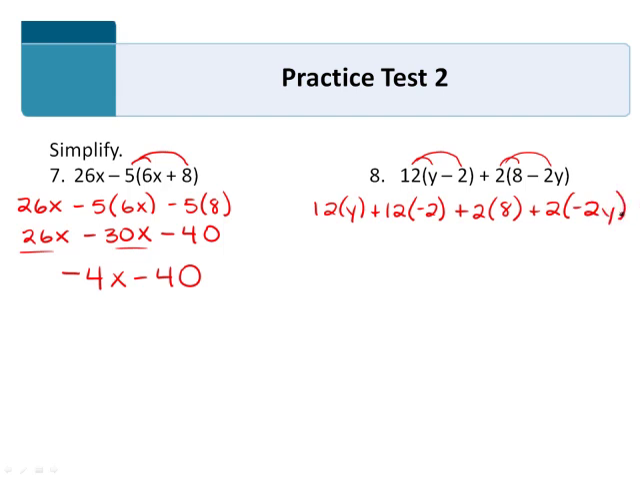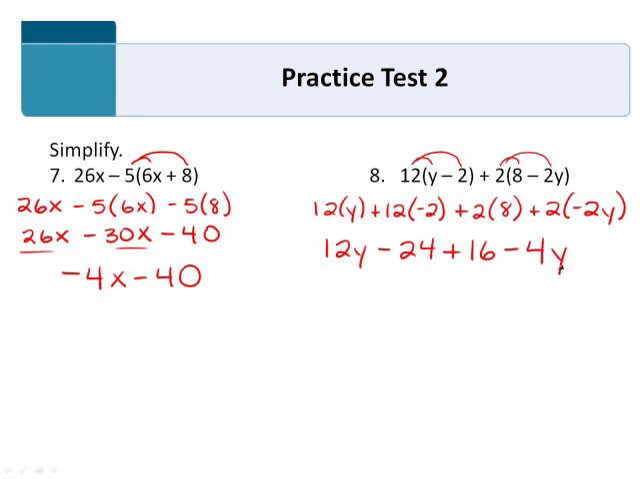Okay, so that's all the distributing. Now we're going to actually multiply. 12 times y is 12y. 12 times negative 2 is negative 24. And then the next term, 2 times 8 is a positive 16. And 2 times negative 2y would be negative 4y.